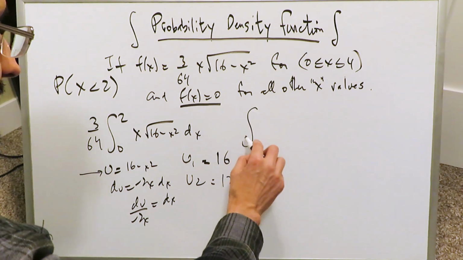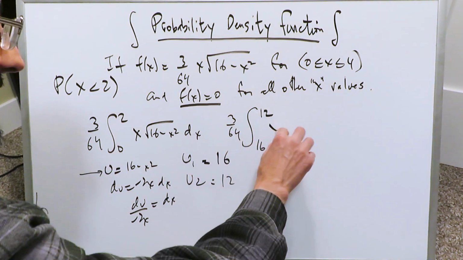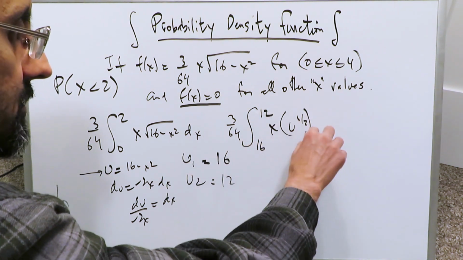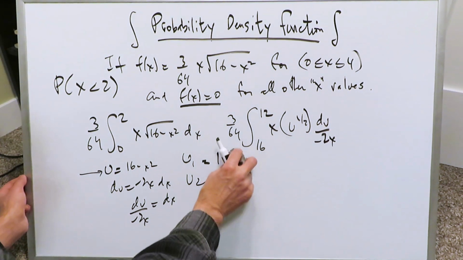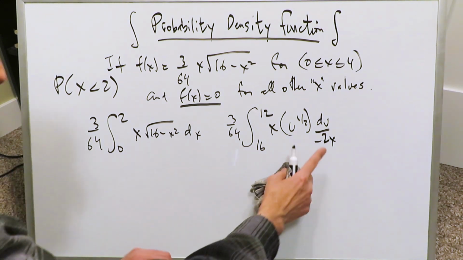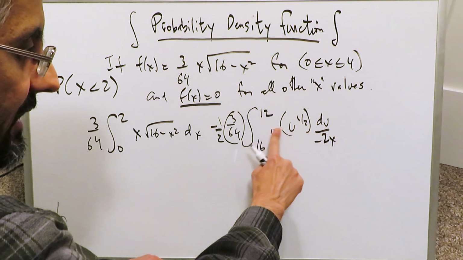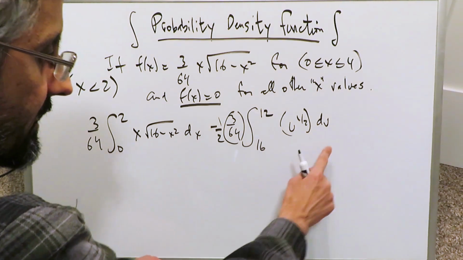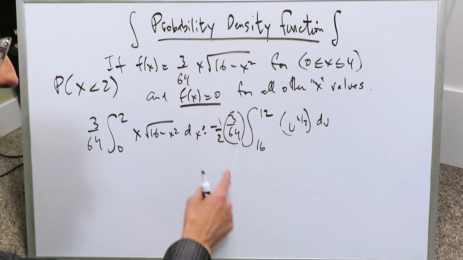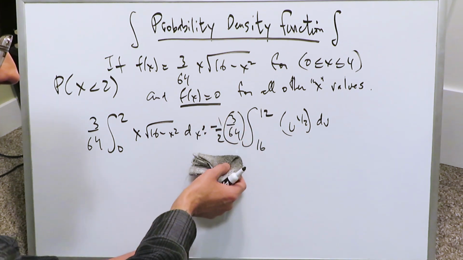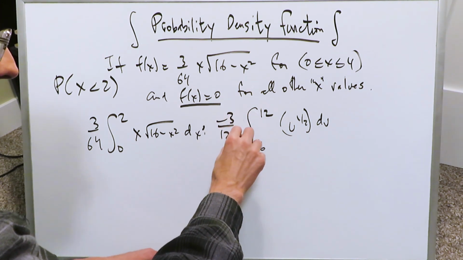So what am I seeing over here? I'm seeing a 3 over 64, I'm seeing a 16 and a 12. I have an x, I have a u to the 1 over 2, which is my root u, I have a du divided by minus 2x. But I want to clean all of this up because I need space. I'm going to bring this minus 1 over 2 out right over here, and I've done that. I'm going to cancel out the x's, so I might as well just erase them. I have a minus 1 over 2, 3 over 64, and all of that. This minus 1 over 2 and 3 over 64 becomes a minus 3 over 128.